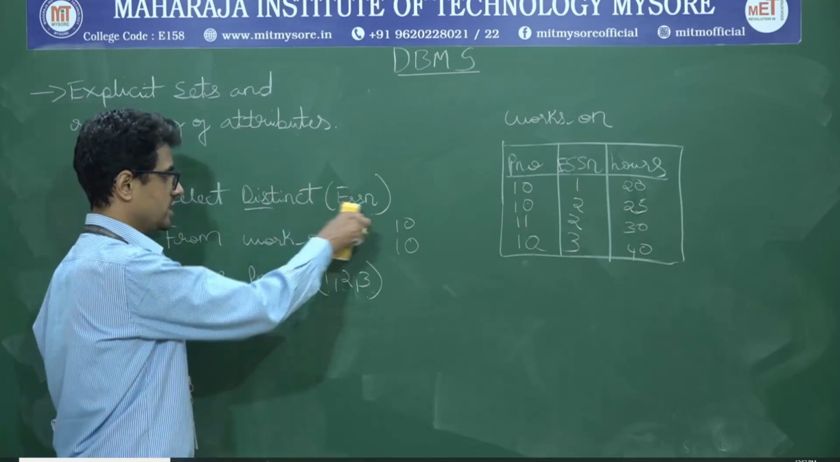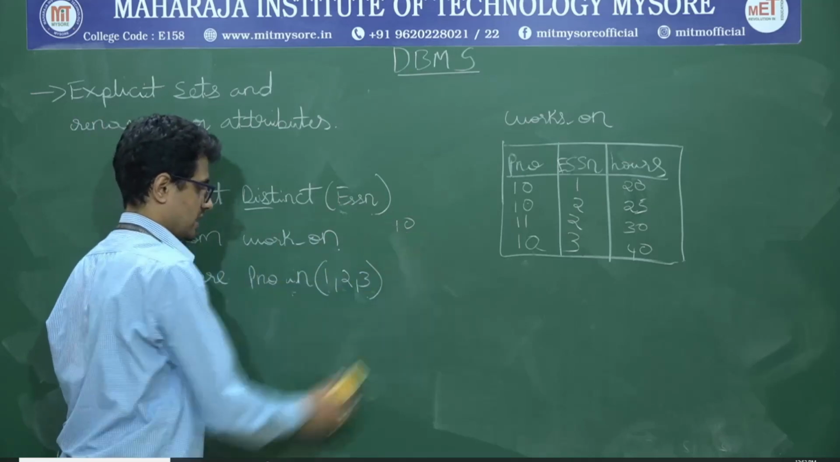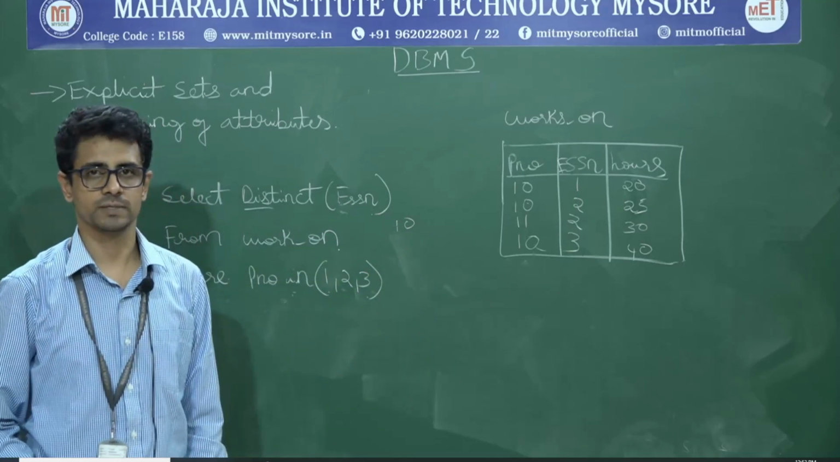So distinct SSN is what? 10 has been selected. So this is how we use the explicit set.